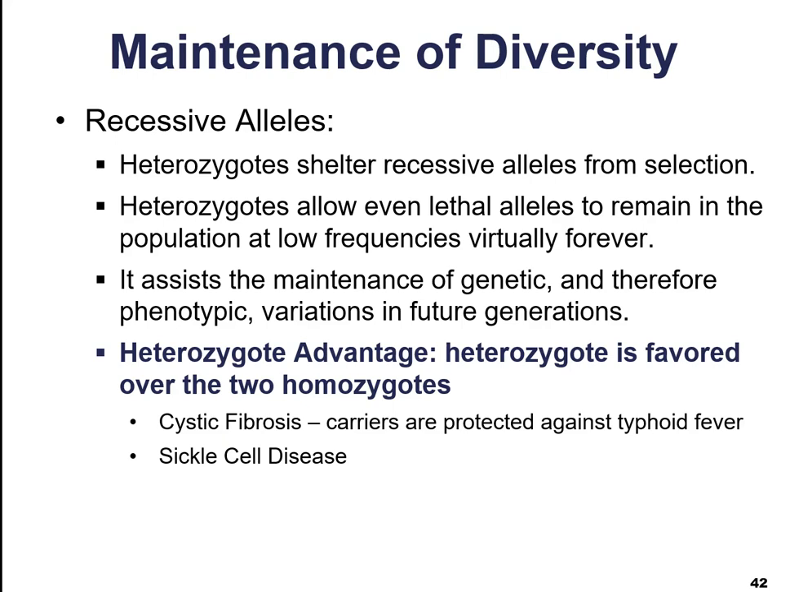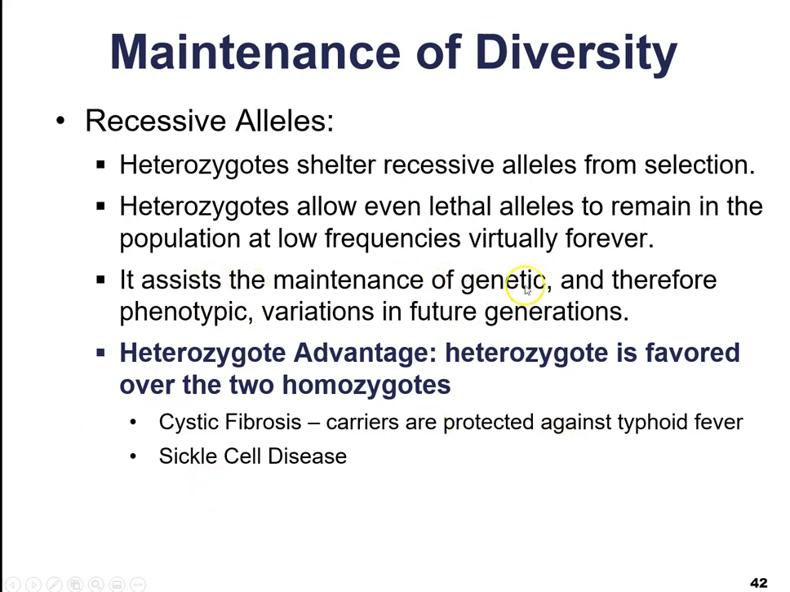Or variation within a population is important. Okay. So it says up there recessive alleles. We know what recessive alleles are. It says heterozygotes will shelter recessive alleles from selection, meaning the heterozygotes that have these recessive alleles, and if you think about it as being like a recessive disease or something like that, they don't have the disease, but they still carry these alleles around, right? So that's what this is saying. Heterozygotes will allow even lethal alleles to remain in the population at low frequencies forever, right? Because it's not really affecting them. It's not making them less fit.